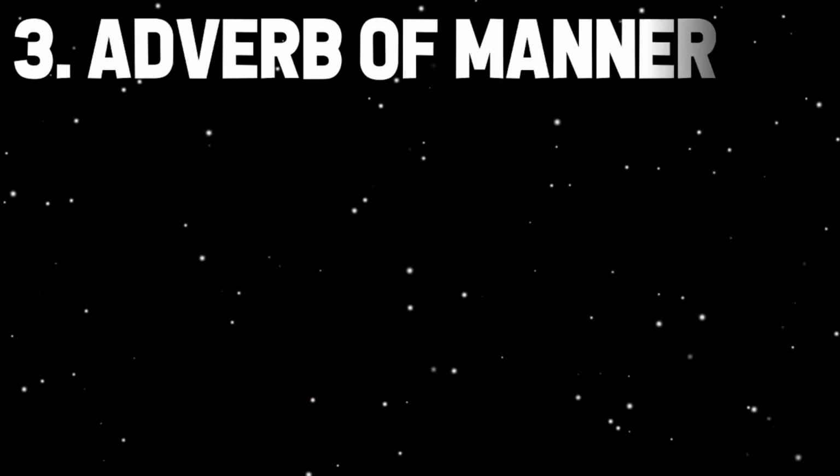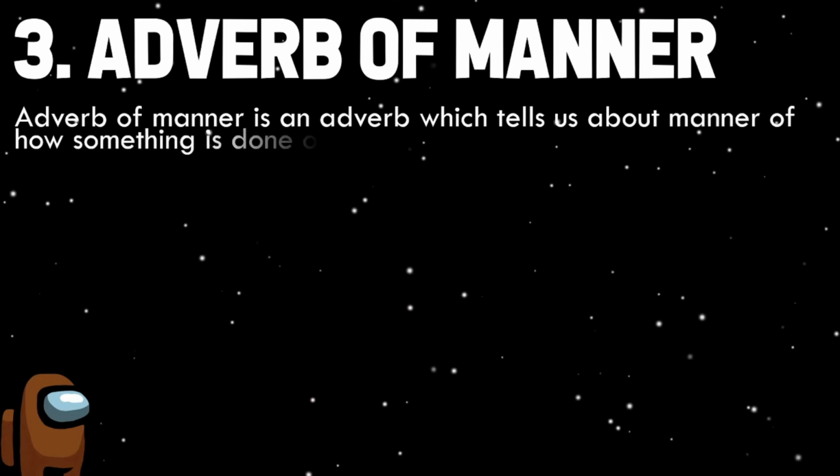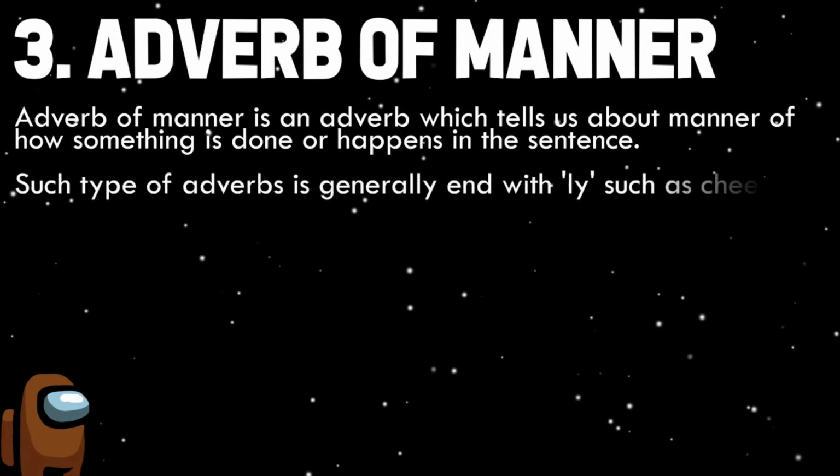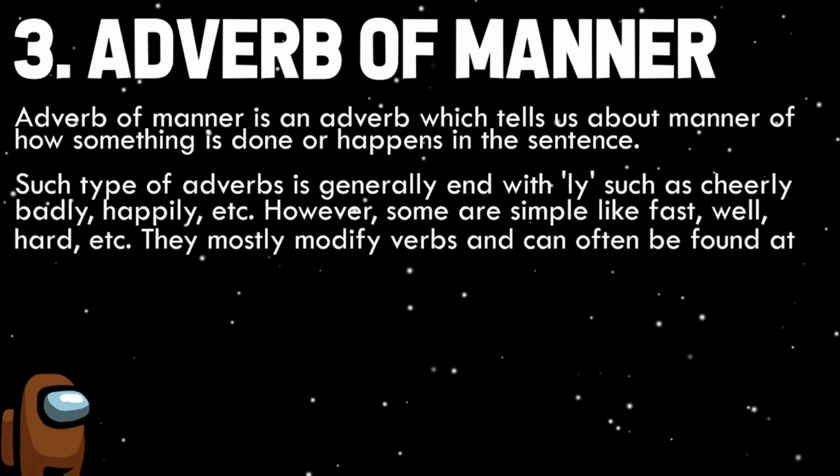The third type of adverb is the adverb of manner. Adverb of manner is an adverb which tells us about the manner of how something is done or happens in the sentence. Such type of adverbs generally end with ly, such as cheerfully, badly, and happily. However, some are simple like fast, well, and hard. They mostly modify verbs and can often be found at the end of a clause.